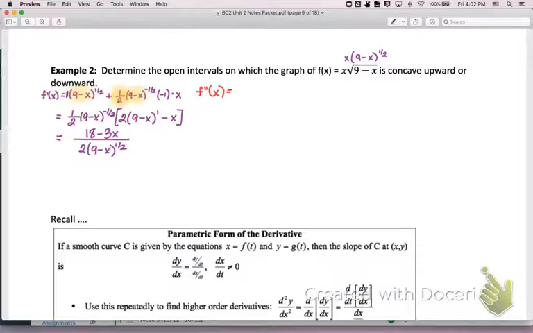So what we have here is the derivative of the top, which is going to be negative 3, times the bottom left alone, which is 2 times 9 minus x to the 1/2 power. Now we have minus the derivative of the denominator, which is going to be 1/2 times 2, which is 1, times 9 minus x to the negative 1/2 power.